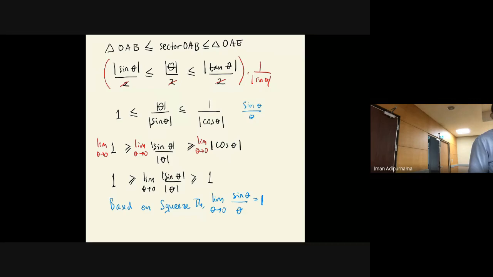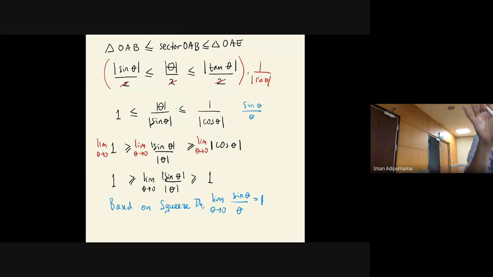Okay, any questions? Personally, I prefer this proof compared with the previous proof, because it's easier to observe the triangle shape and the sector shape. It's easy to prove. So you can have two approaches: the straight line and the curve approach, and the area of a triangle approach.